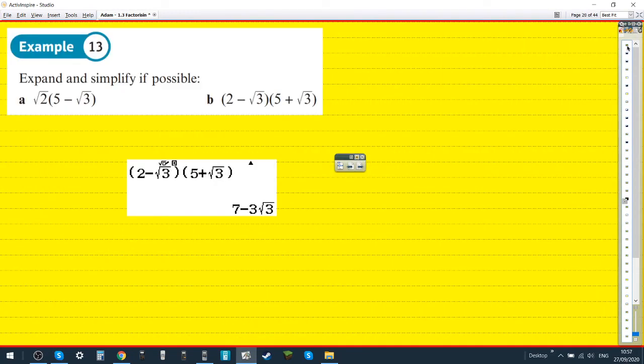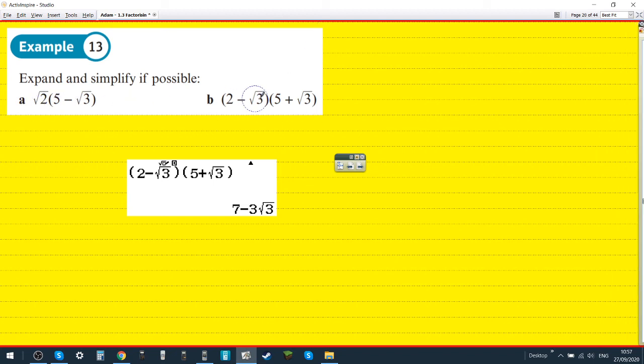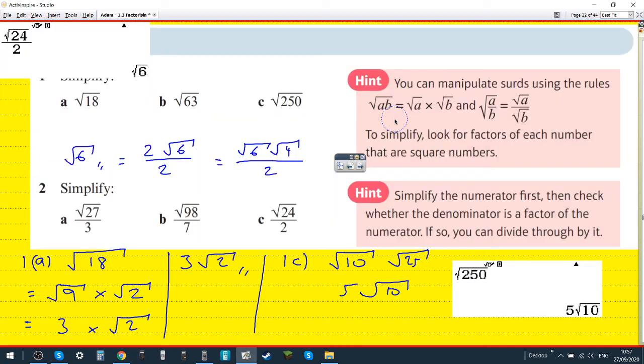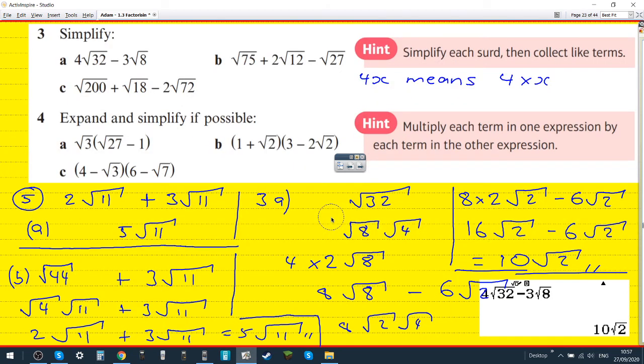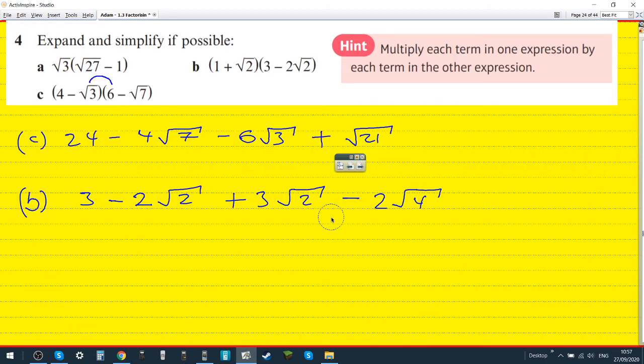How do you expand surds when they're just numerical, no algebra? You just times whatever's in the two brackets together. You can just use the calculator. I literally just typed the question into the calculator, and it automatically expanded it for me. It'll automatically simplify surds. It will automatically rationalize the denominator. How do you rationalize a denominator?